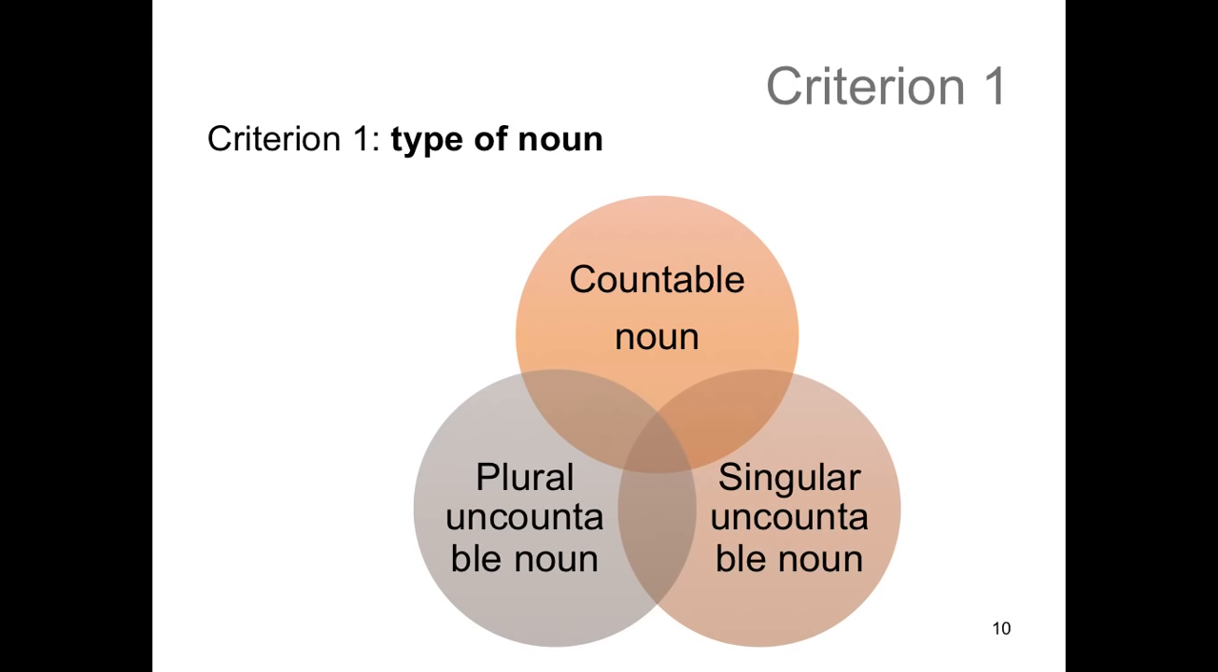So the first rule we can infer from what we have already seen before is that the first criterion to consider when choosing an article is the type of noun. Whether the noun is a singular count noun, a non-count noun, a collective noun, or a plural count noun, you will not have the same possibilities.